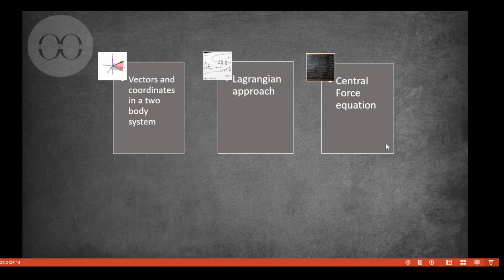In the third and last topic of today's lecture, which is the central force equation, we will develop a force equation for our two-body system. But we will not solve the equation in today's chapter. We will be solving this equation in the next chapter, in the next video.